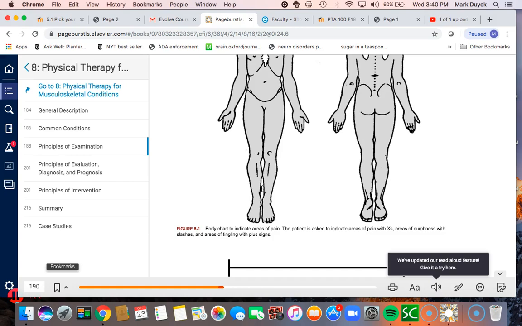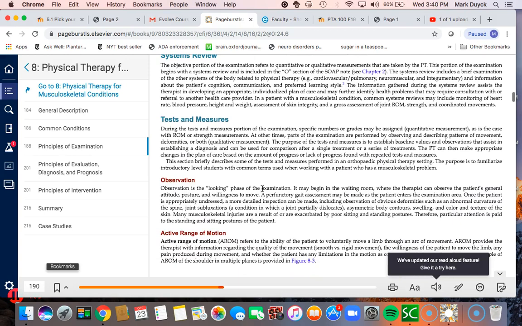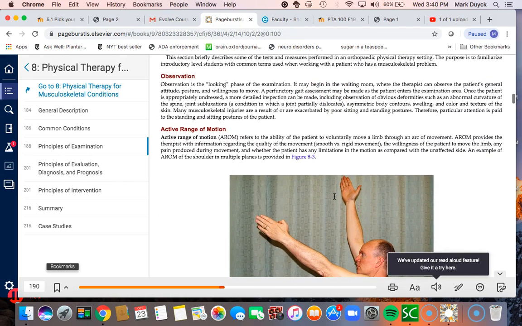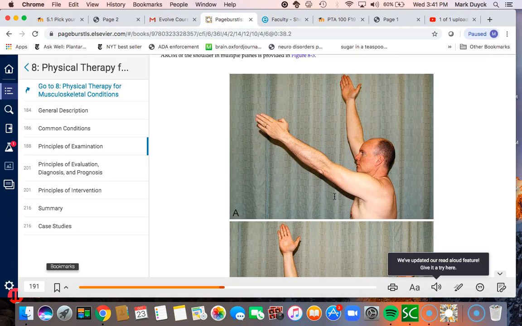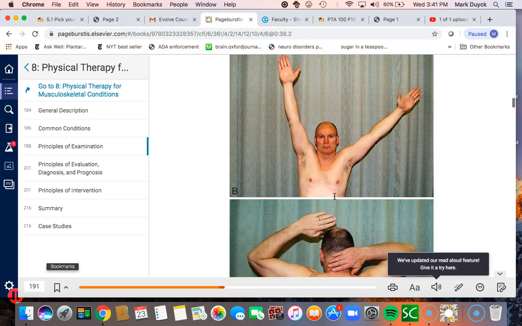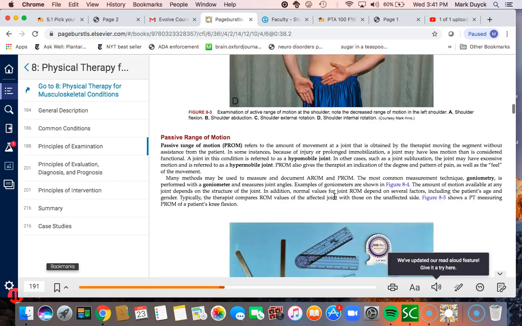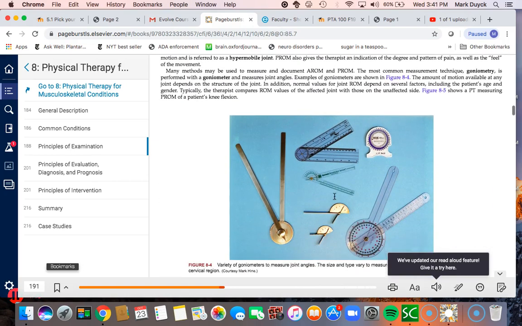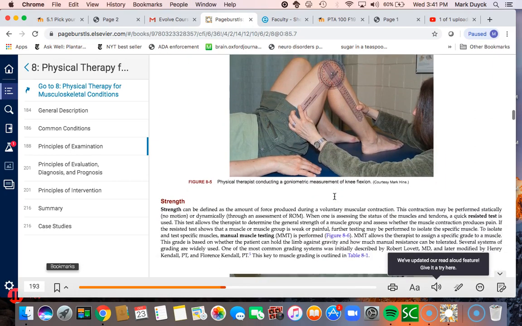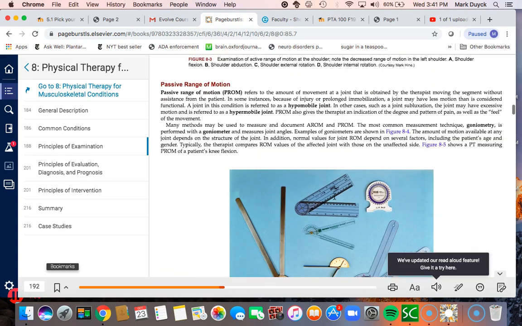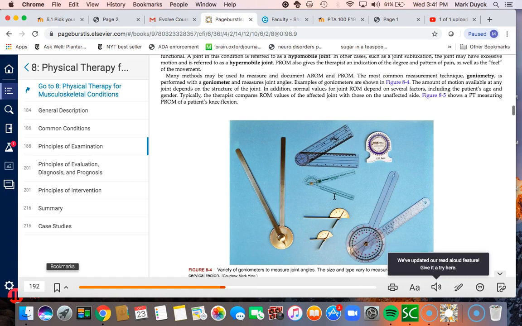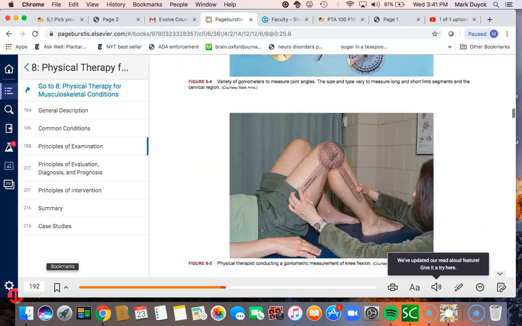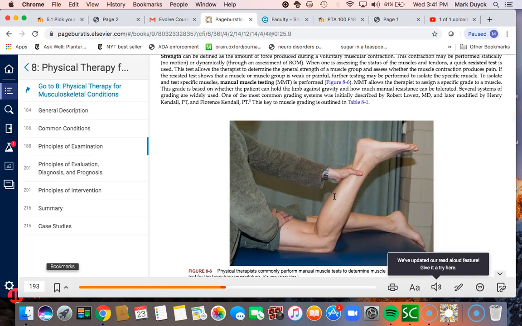I do think tests and measures is something I do want you to know, such as the difference between active range of motion. This patient, for example, is doing active range of motion in image A as well as B. Assisted passive range of motion is when you're actually helping someone lift their arm or leg up, for example. Those are the two differences, and tools are used to measure, such as goniometers. You get more into that next term.